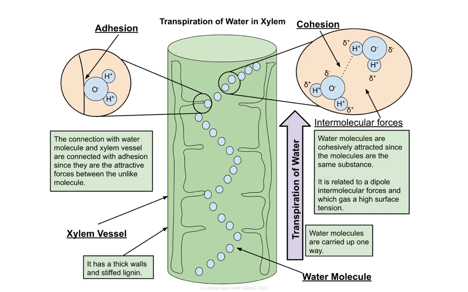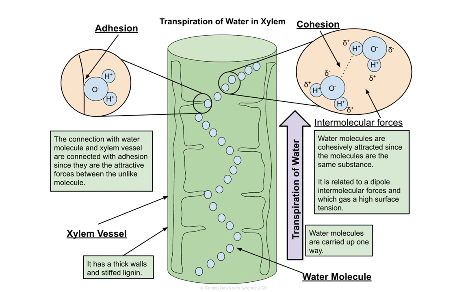Here we have a demonstration inside of the xylem of how adhesion and cohesion work. This is a really good demonstration of intermolecular forces. Water molecules are cohesively attracted to not only themselves, but just due to their polarity, they can also be adhesive to other types of material. And it's this that gets to move water from the roots to the stems to the leaves without a heavy use, or much use at all, of ATP.